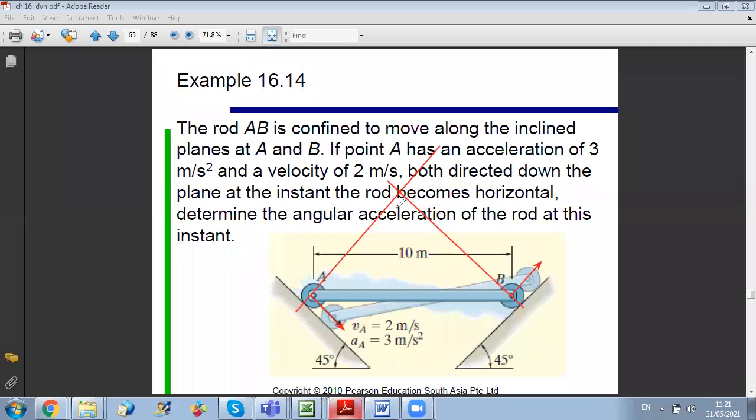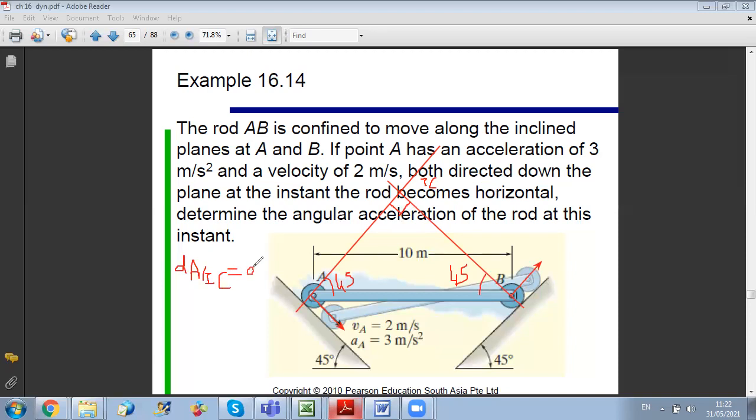So this is a 90 degrees angle. Why is it 90 degrees? Because from geometry, this is 45 and this is 45. And since we know that the length of AB is 10, this length is 10, then by simple geometry calculation, we can say that the distance between A and the IC is simply 10 cosine 45.